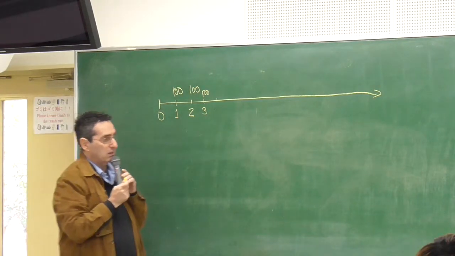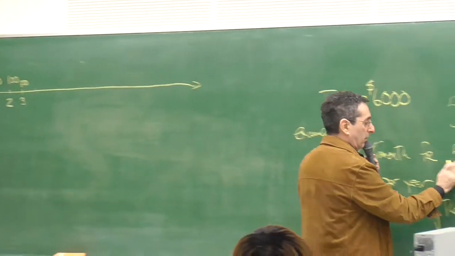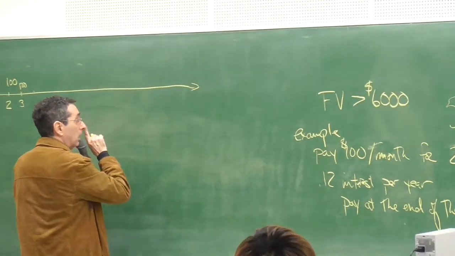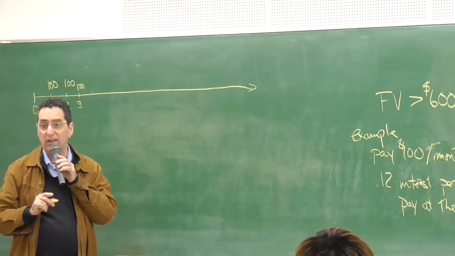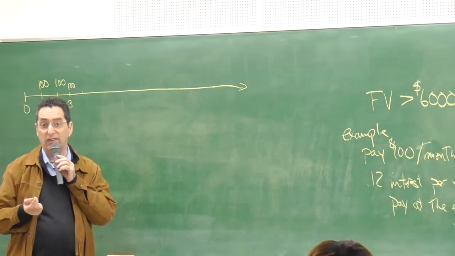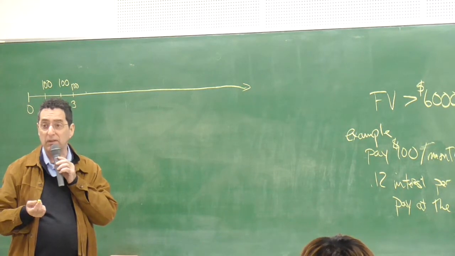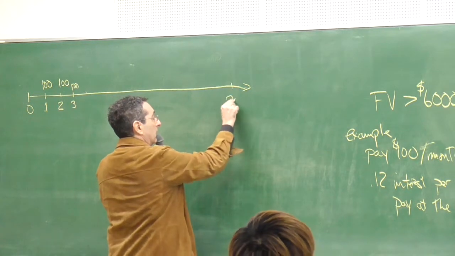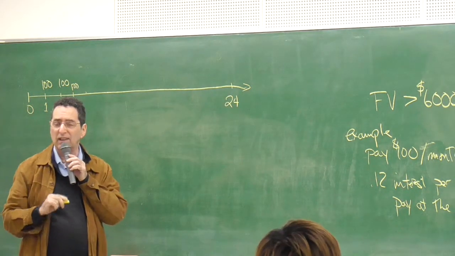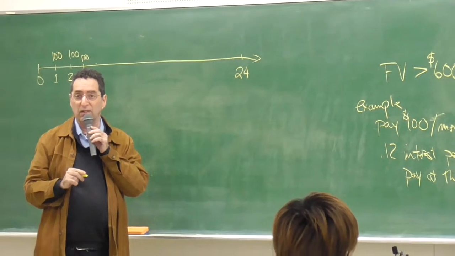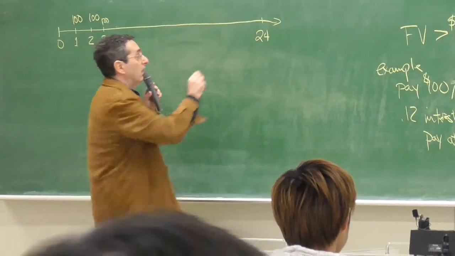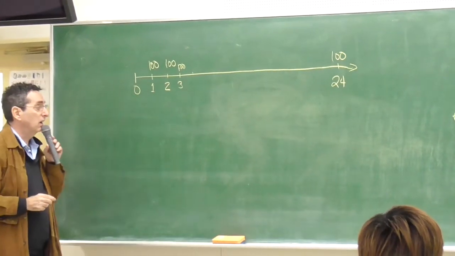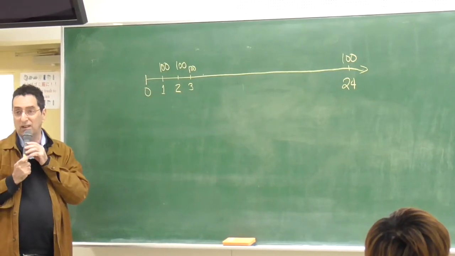So let me change this to 2 years. At the end of the last month, you're also going to put in $100. So the end of the last month is how many months? 24. At the end of the 24th month, you're going to put in your last $100. Okay, so that's a picture. Now how do we figure out how much this is worth?